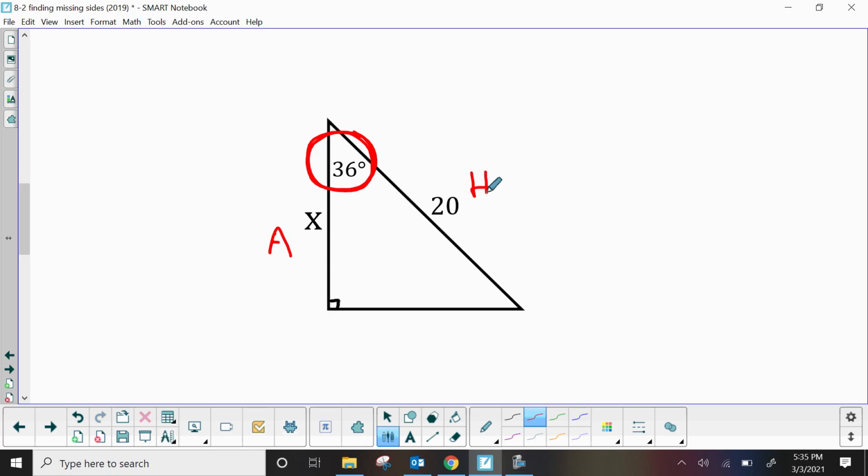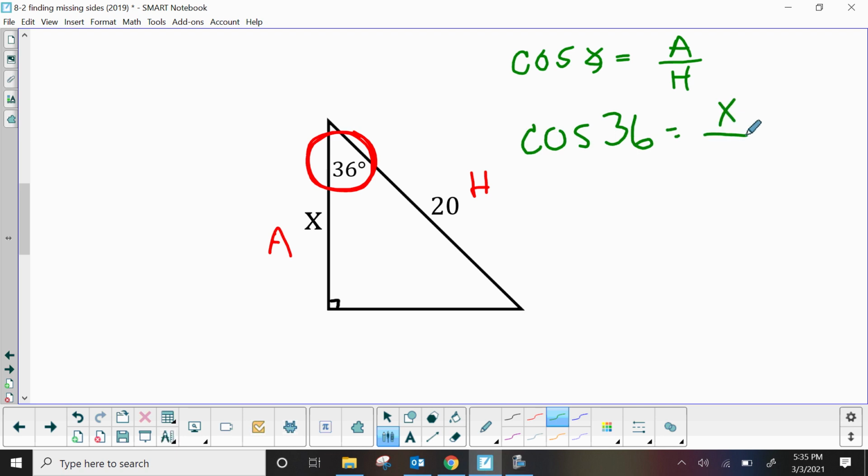So of the three trig functions, SOH CAH TOA, which one uses the adjacent and the hypotenuse? That is cosine. And the rule is cosine of the angle is equal to the adjacent over the hypotenuse. Cosine of the angle, well, our angle is 36 degrees. It is equal to the adjacent side, which is x, over the hypotenuse, which is 20. Remember, cosine of 36 must be done in a calculator. There's no other way to do it.